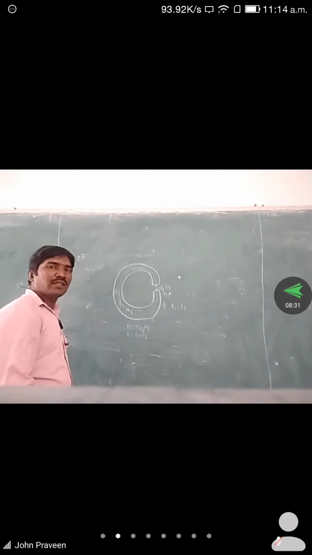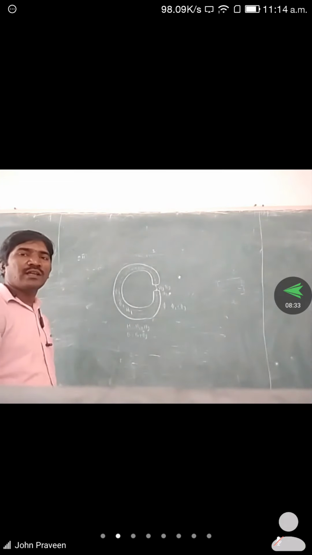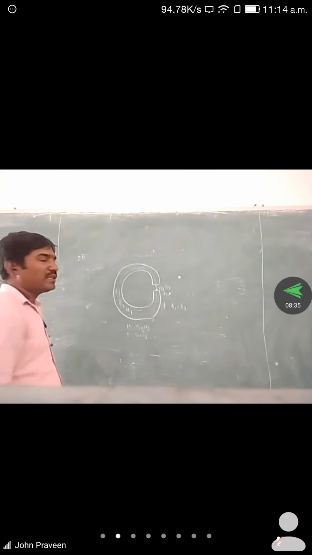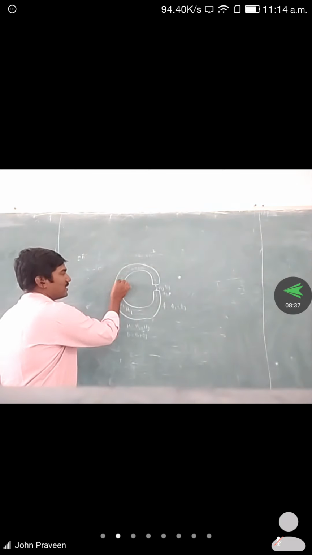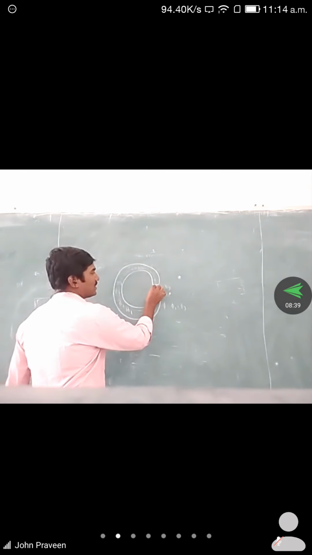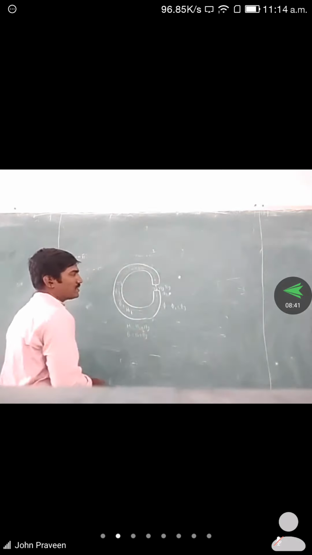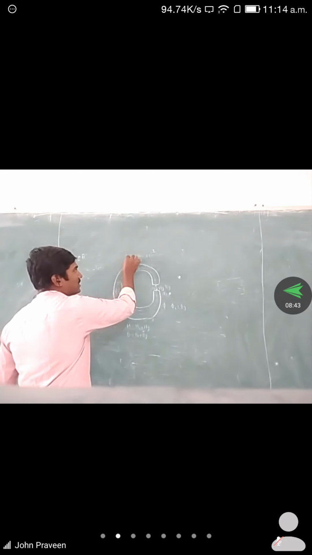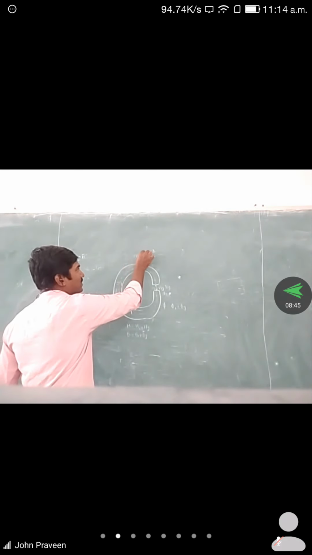For example, there is a reluctance. Reluctance is the opposition property of the magnetic material. We assume this is S1 and this is Sg. So what is the total reluctance? S is equal to S1 plus Sg.